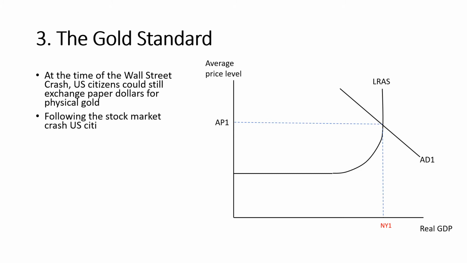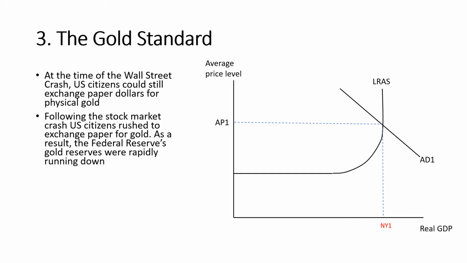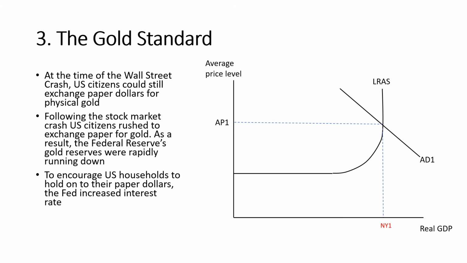Following the stock market crash, US citizens rushed to exchange paper dollars for gold. As a result, the Federal Reserve's gold reserves were rapidly running down. Obviously, the Fed wasn't particularly keen on that. So, to encourage US households to hold on to their paper dollars, the Fed increased interest rates. Unfortunately, this tightening of monetary policy caused yet another fall in aggregate demand.